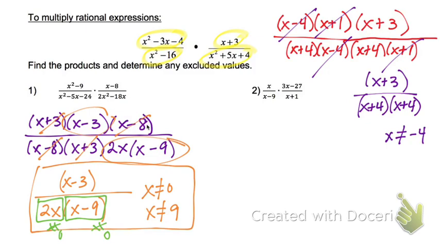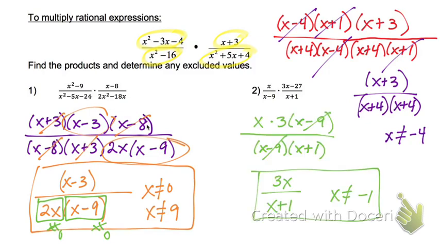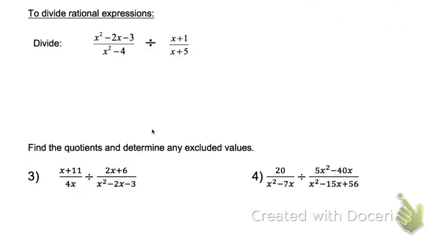Okay, try number 2. Okay, number 2, all you can do is pull out a GCF on top, the 3. Can't do anything on the bottom. So you have x times 3, x minus 9. Whenever I rewrite this, I put the 3 in front, just because it bothers me to have an x then a 3. And the x minus 9's cancel. Okay, looking at dividing, so the first step when I divide is I'm going to flip the second one.